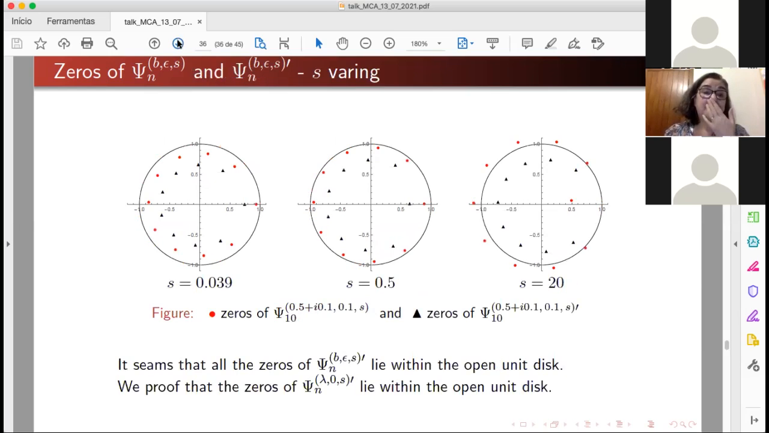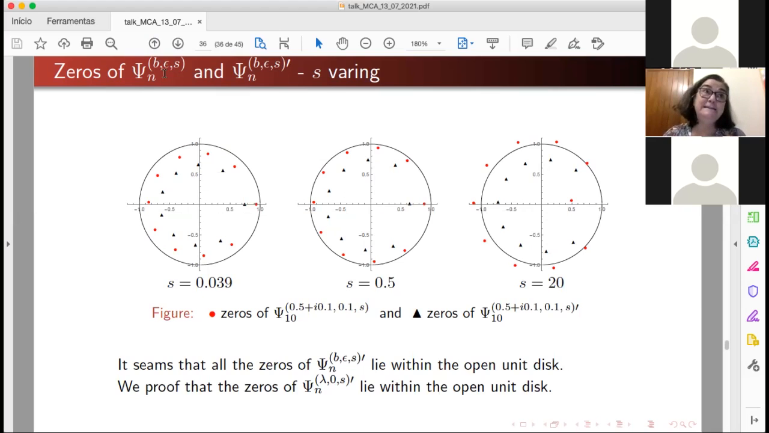So in general, about the zeros, as you could see, we have zeros inside of the unit circle and outside of the unit circle. That is always a good question, because we know that for orthogonal polynomials on the unit circle, the zeros are all inside the unit disk, but the question is what we can tell about that.